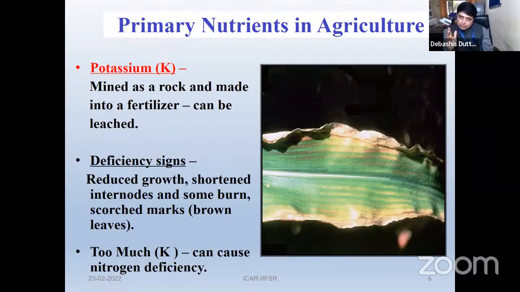In this way, by recognizing the deficiency symptoms in field conditions, we can easily detect what types of nutrients we have to apply immediately to rectify these deficiencies and obtain an optimum yield under organic farming systems. Because if you compare chemical cultivation and organic cultivation, in chemical cultivation there are so many options, but in organic there are limited or restricted sources of nutrients by which we can rectify.